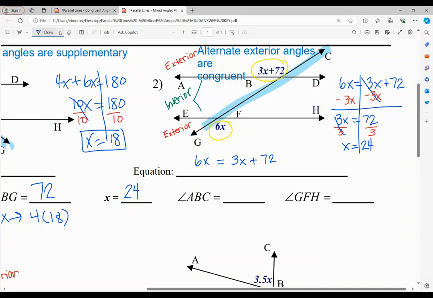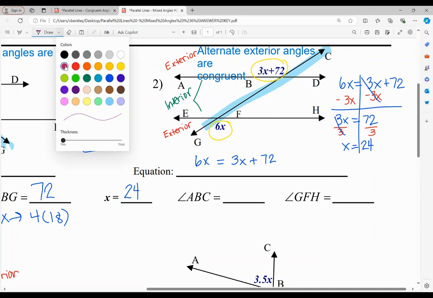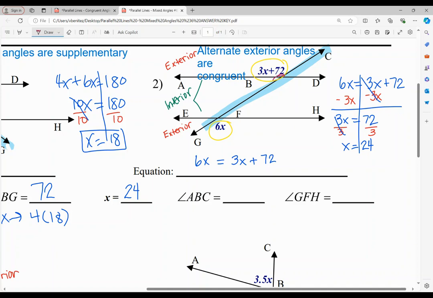So I also want you to notice that as we look at this angle, we notice that it's obtuse. It's greater than 90 degrees. And this one's also obtuse. So those two angles are congruent. They're going to have the same angle measure. Since they're congruent, our equation is 6x is going to equal 3x plus 72. So again, if we follow the algebraic steps to solve for x, we see that x is equal to 24.